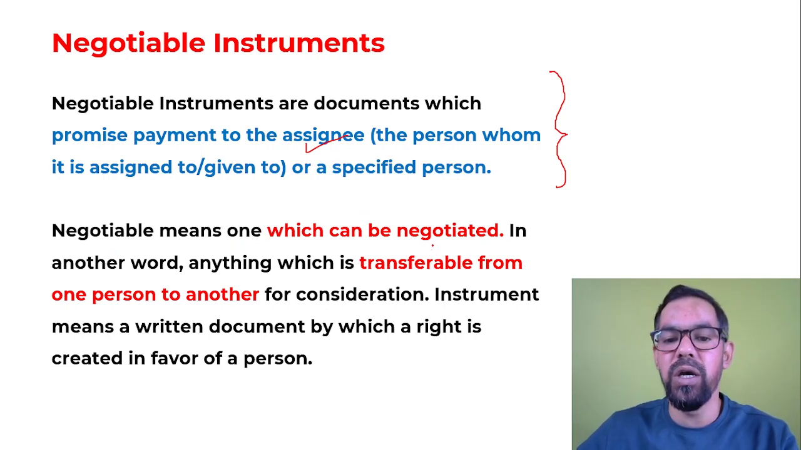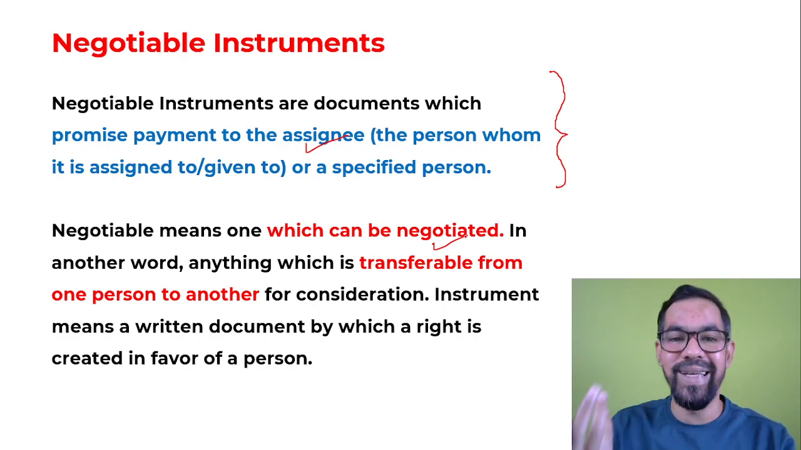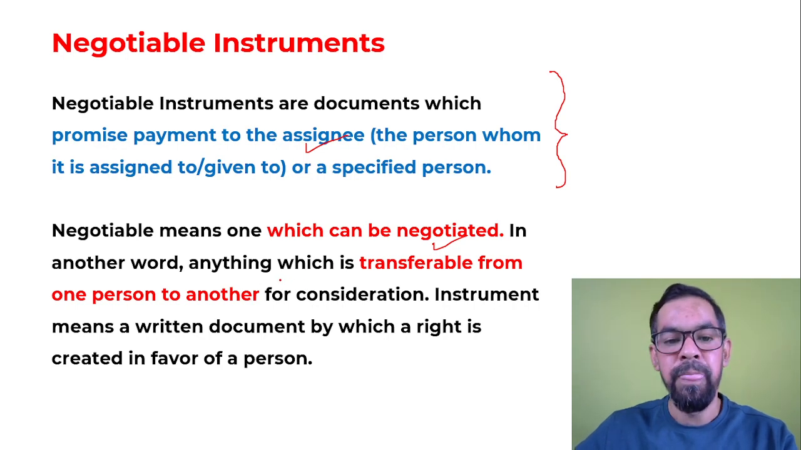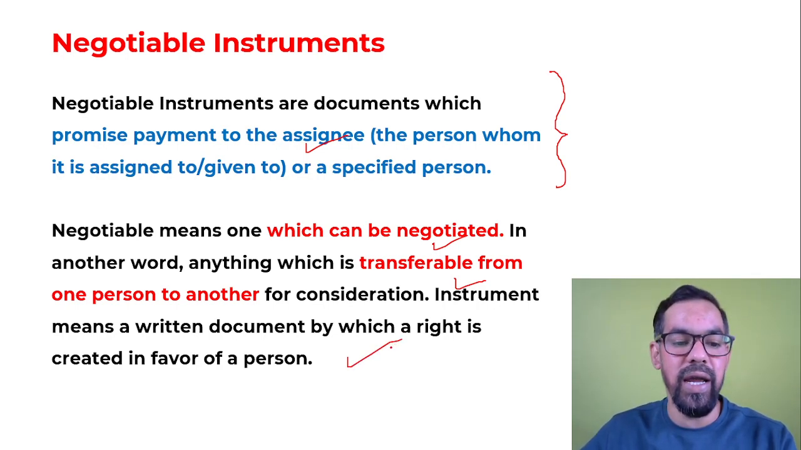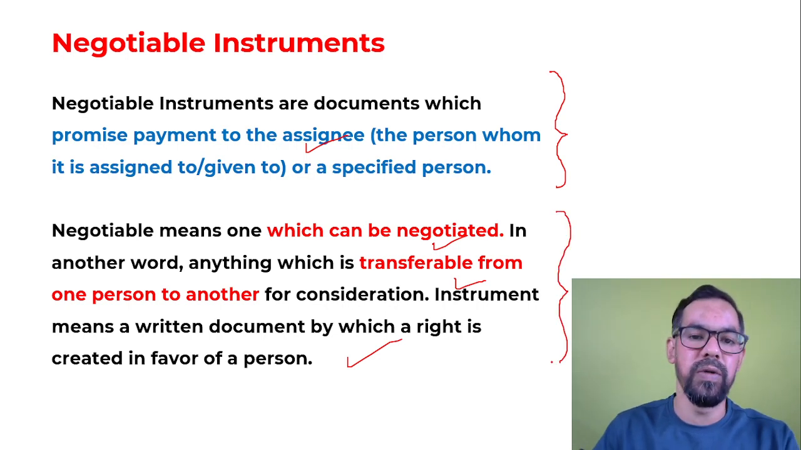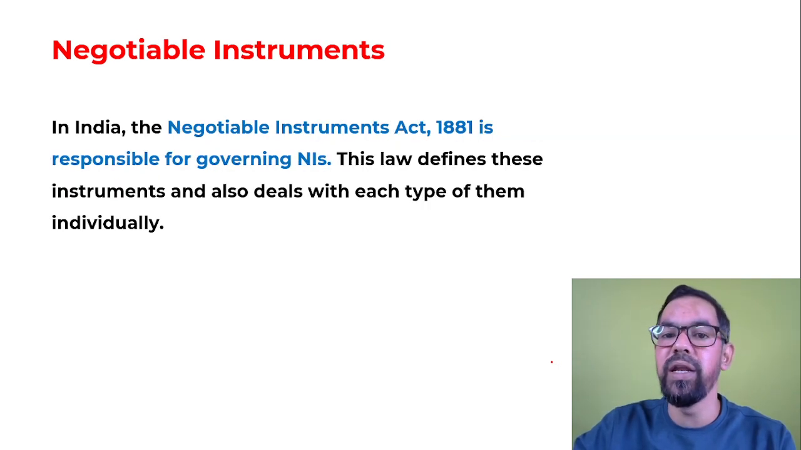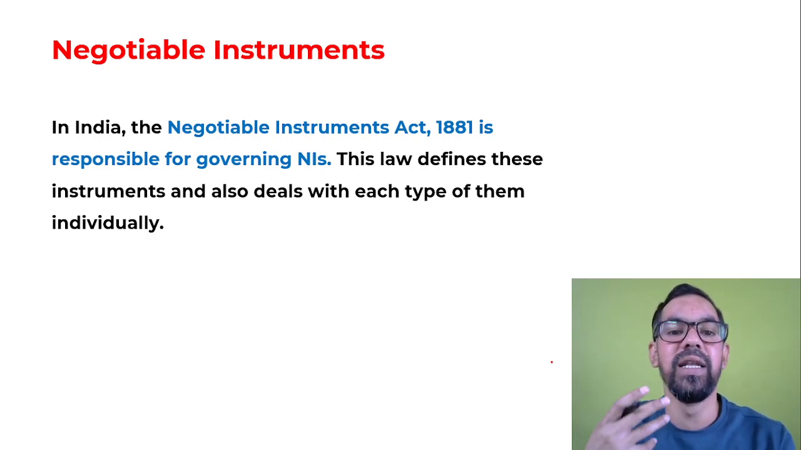Negotiable means which can be negotiated. So here, with the help of these documents, you are negotiating the cash. In other words, it is anything which is transferable from one person to another for consideration. Instrument means a written document by which a right is created in favor of a person, that XYZ person. These are written documents bound by the Negotiable Instrument Act 1881 in India. So these are legal documents.